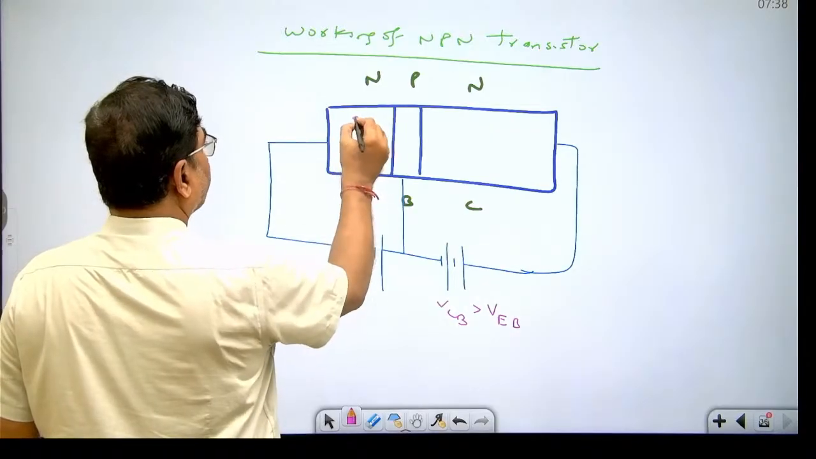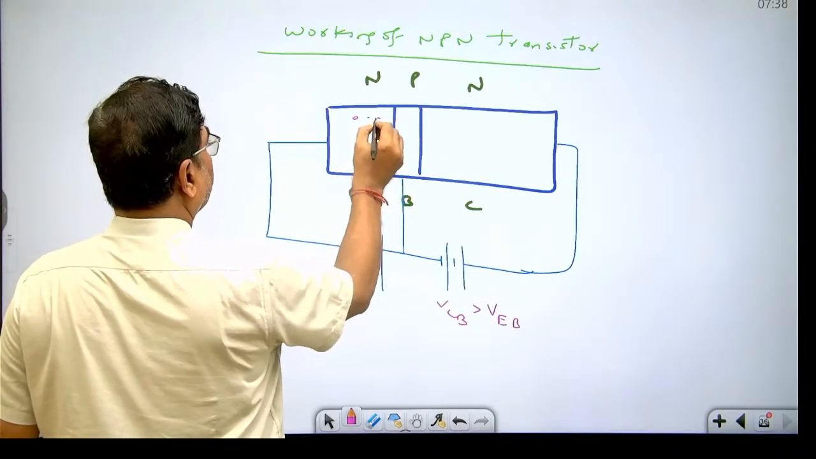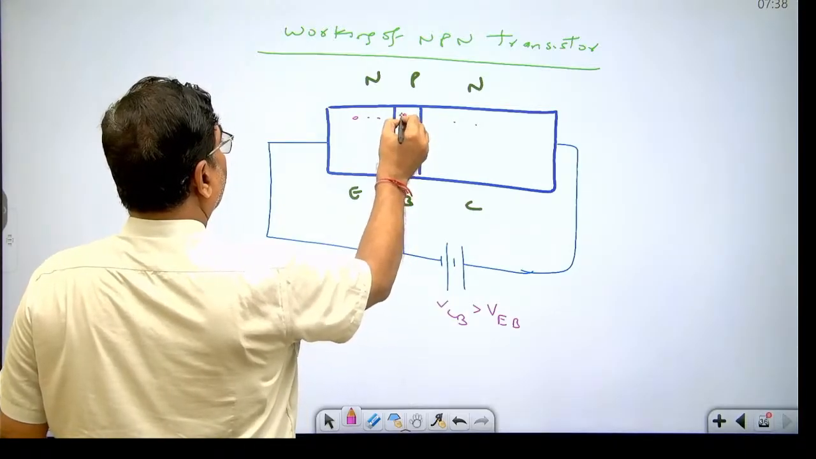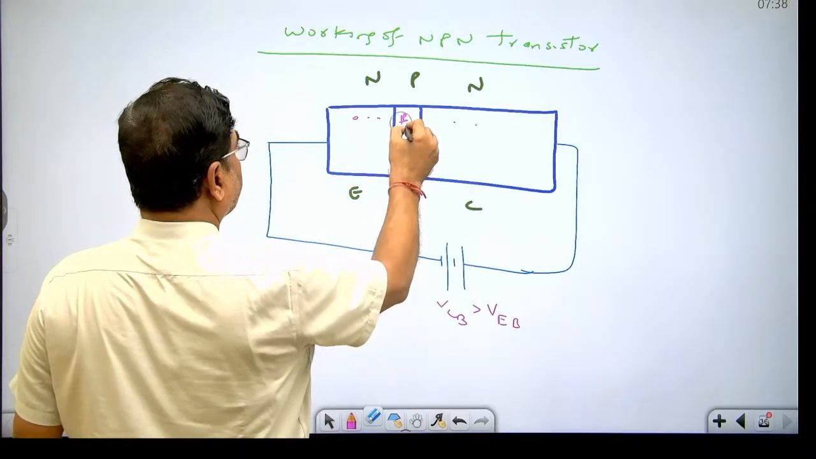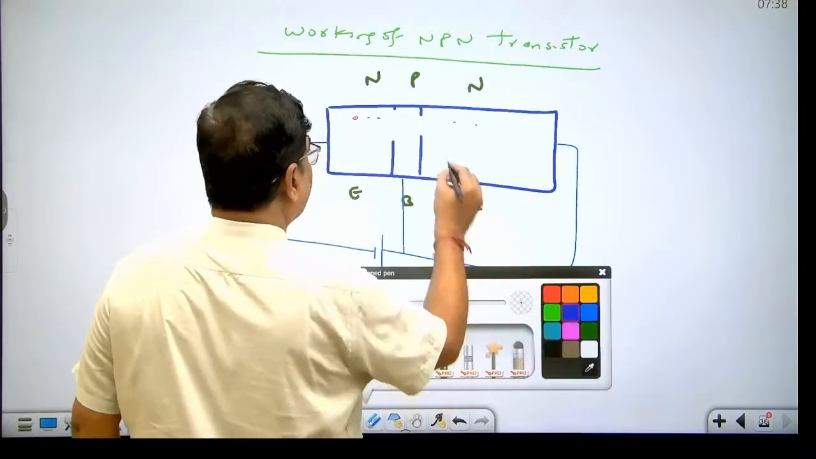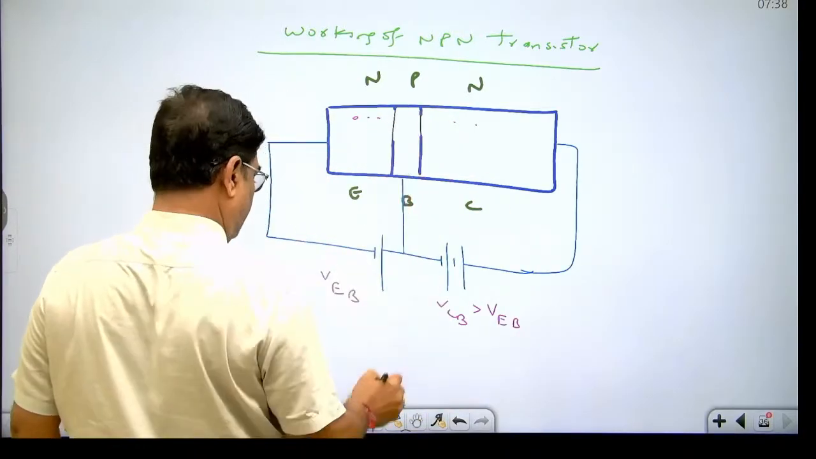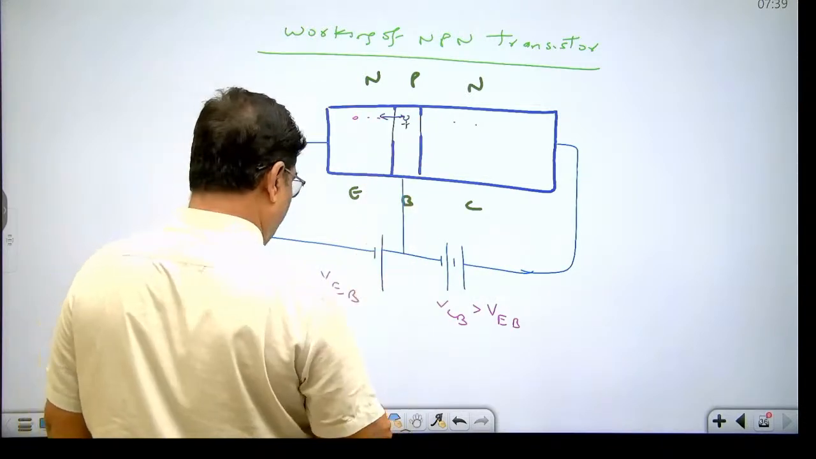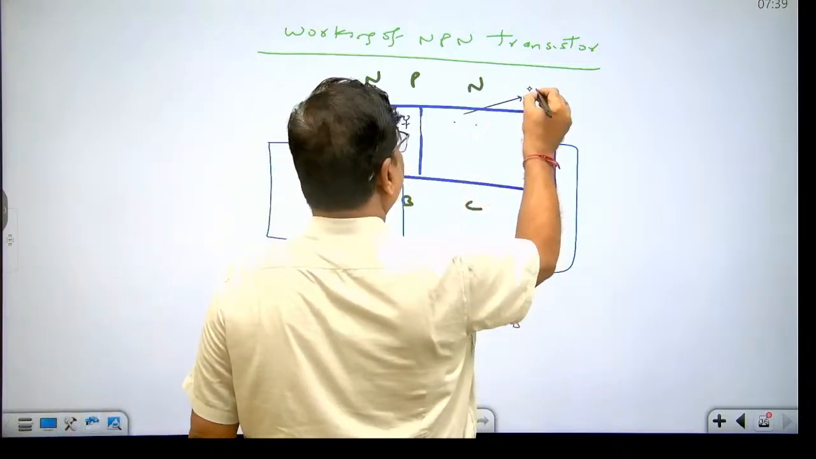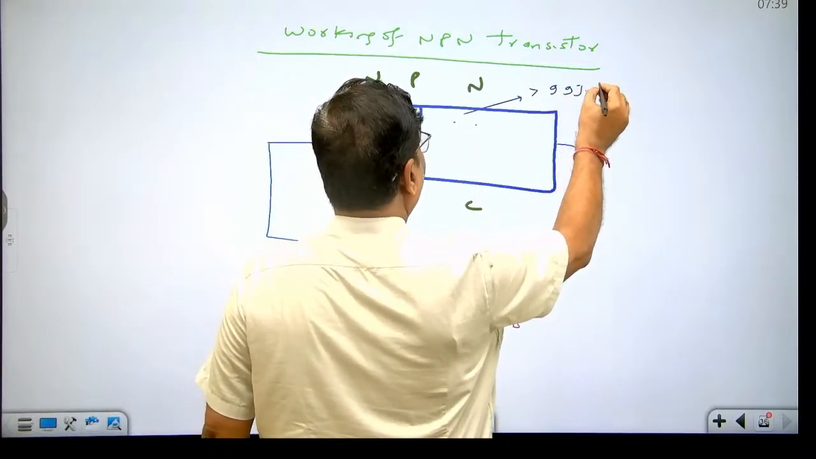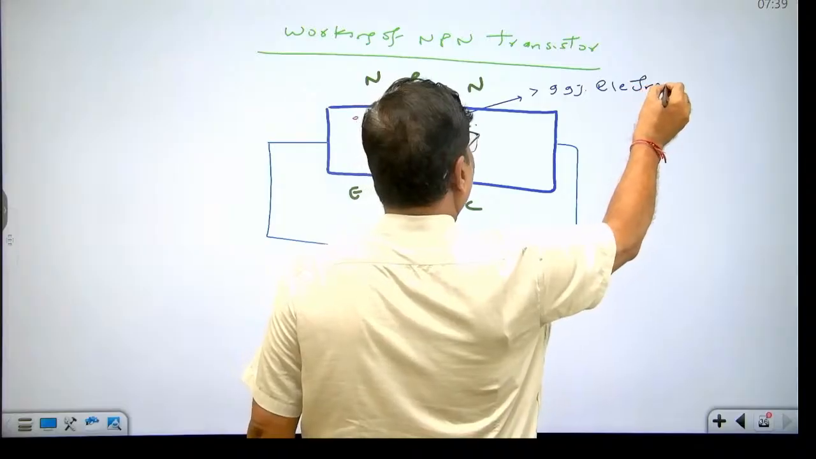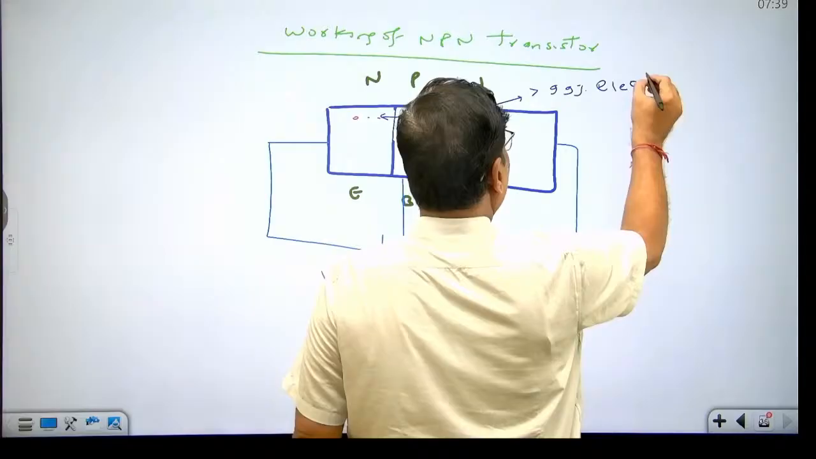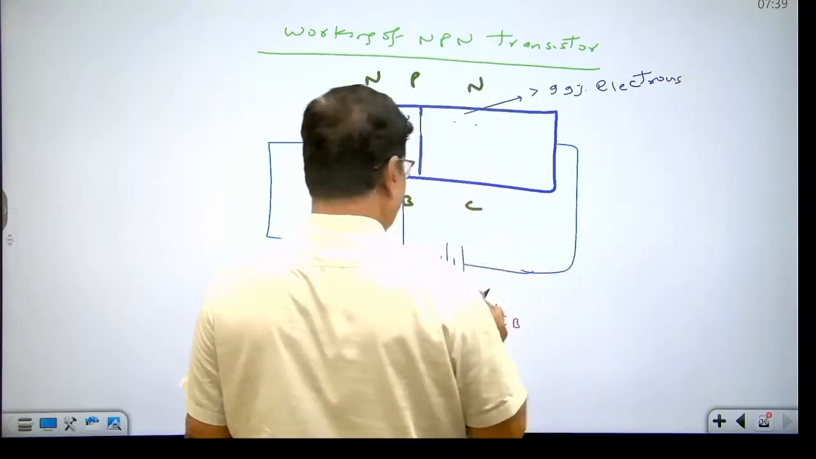Under the influence of forward biasing, the majority charge carriers start moving towards the junction. Less than 1% of electrons and holes diffuse at the junction, and more than 99% of electrons are attracted by this VCB battery.